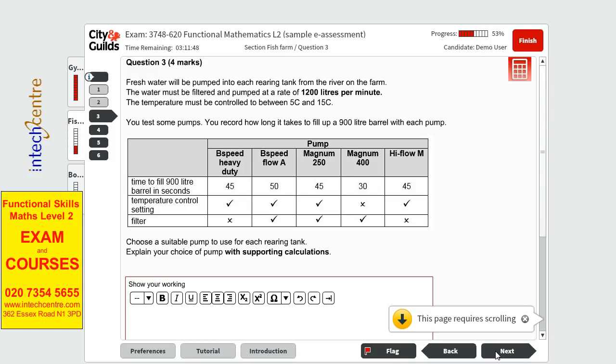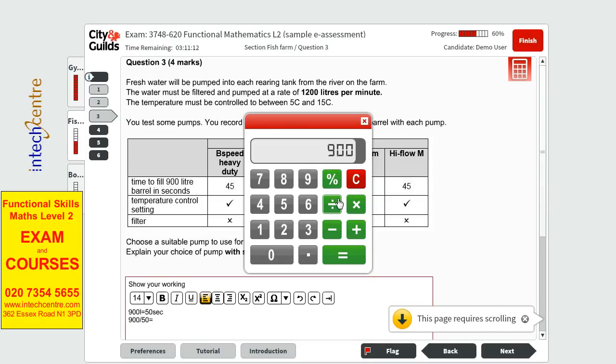Now let's find out which one is the suitable one. So we could start by looking at B speed A. We know that it pumps 900 liters in 50 seconds. So we have 900 liters equals 50 seconds. Now we have to find out how many liters per second it pumps. So we do 900 divided by 50.